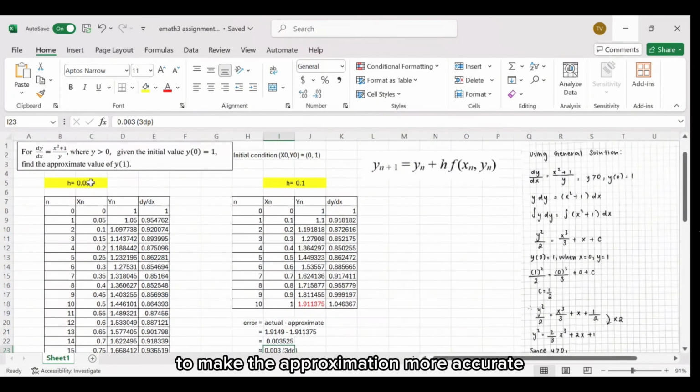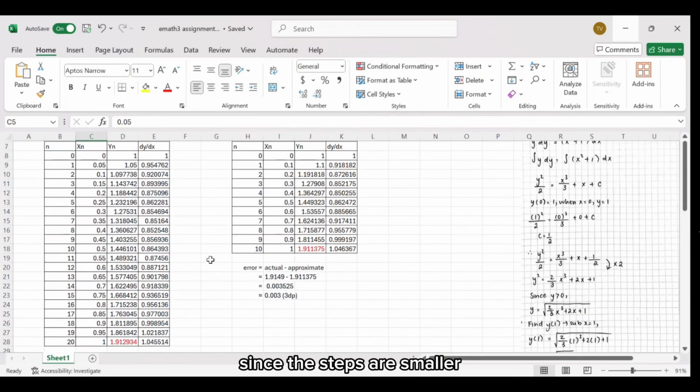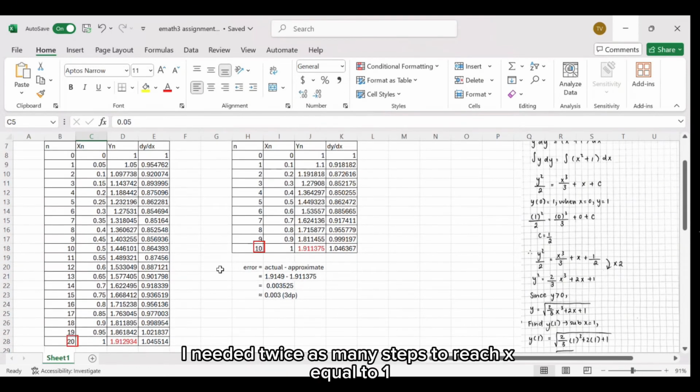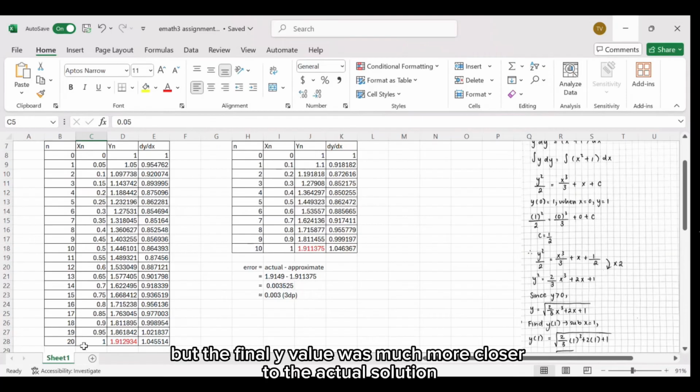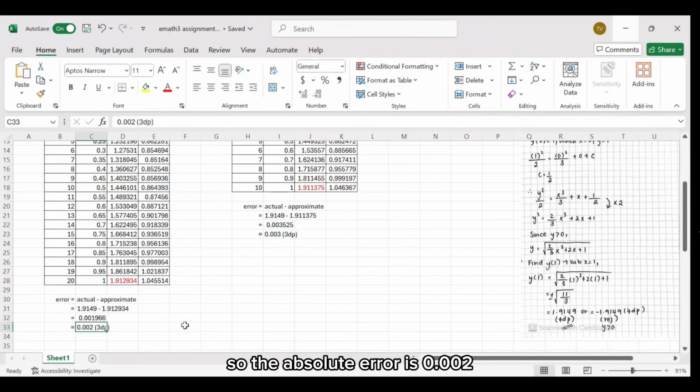To make the approximation more accurate, I reduced the step size to 0.05. Since the steps are smaller, I needed twice as many steps to reach x equal to 1, but the final y value was much closer to the actual solution. With h equal to 0.05, the Euler method gave me 1.912934, so the absolute error is 0.002.